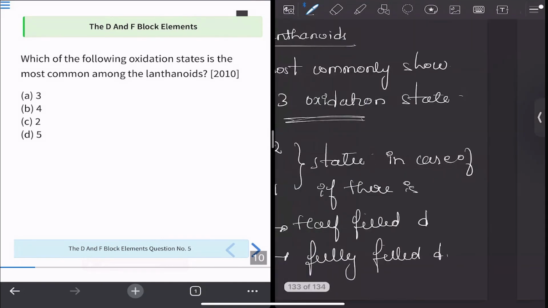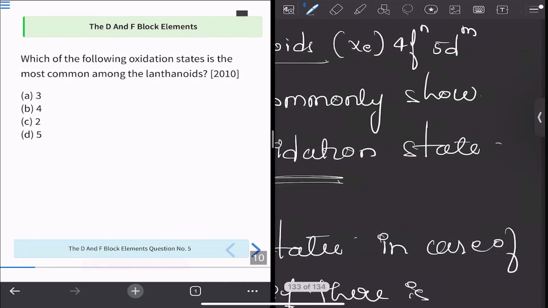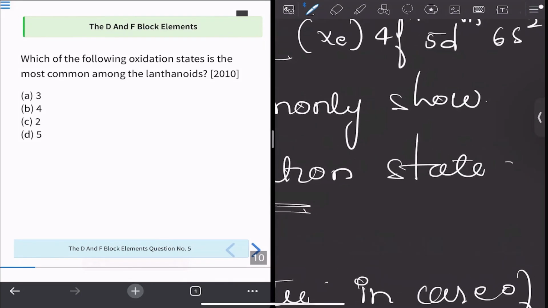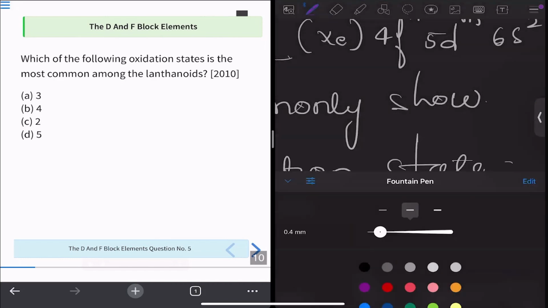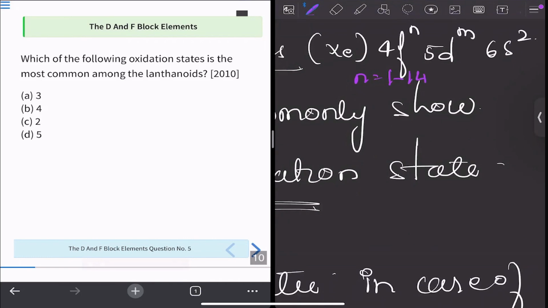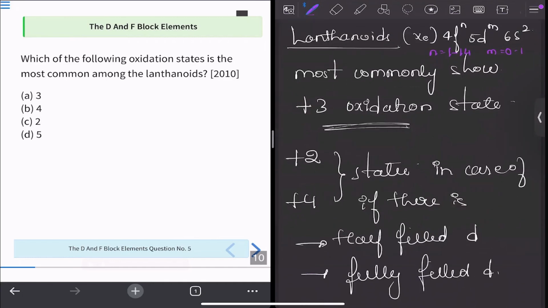So the general electronic configuration for lanthanoids is 4f^n 5d^m 6s2. This is the general electronic configuration, where n varies from 1 to 14 and m varies from 0 to 1. It can be 0 or it can be 1. So n can be 1, 2, 3, 4, up to 14.